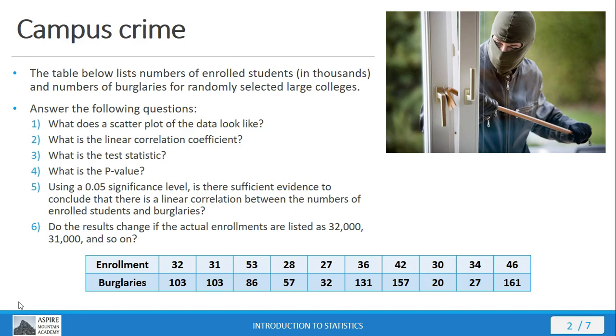Same standard questions that we've seen before from the previous mini lecture. The final question: do the results change if the actual enrollments are listed as, just put in the 32,000 instead of representing it as 32? Does that change anything? So we can answer this. We just take this one step at a time.